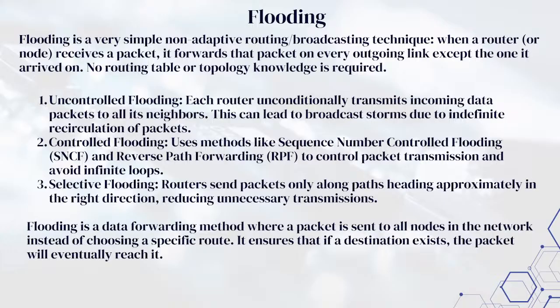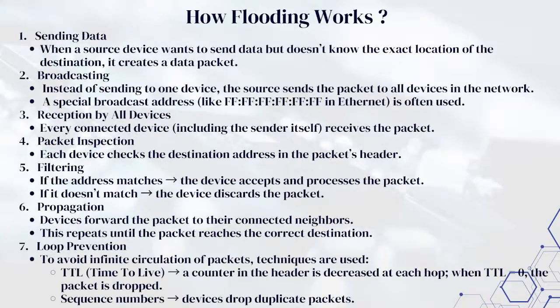So again, if we summarize this portion, we can say that flooding is a data forwarding method where a packet is sent to all nodes in the network instead of choosing a specific route. It ensures that if the destination exists, the packet will eventually reach it, okay. So here how does this flooding work? The first step is it will broadcast the data, and it will be received by all the connected devices, everywhere it will be received.